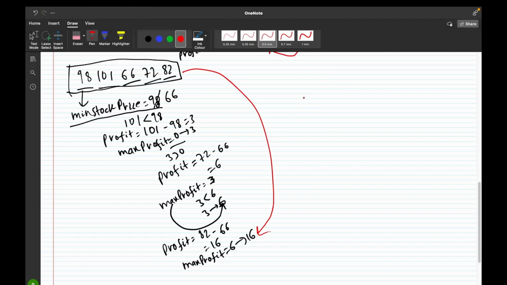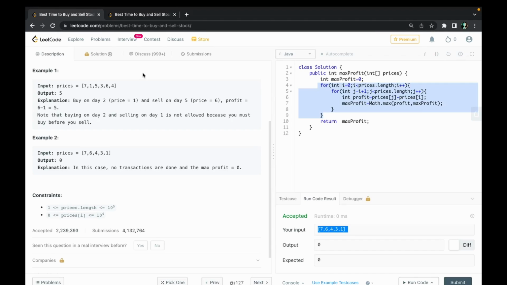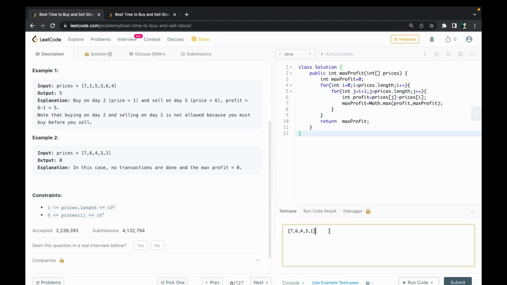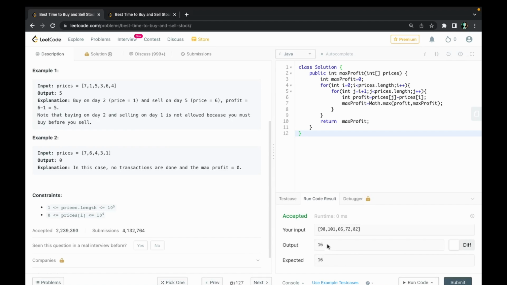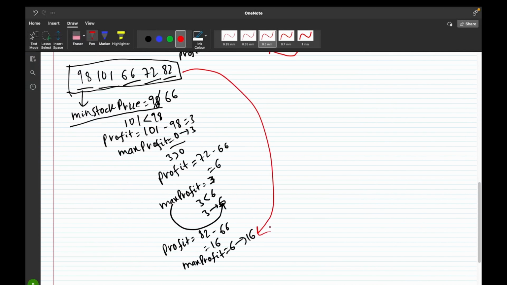Let's check whether the answer we got from this approach is right or not by testing it on the main platform, by just doing a dry run from our earlier approach. Our array is 98, 101, 66, 72 and 82. This is our array. Now let's run it. Yeah, we are getting the profit as 16, as we calculated from our approach. So our approach is absolutely correct. Now let's see how we would implement this approach in our code.